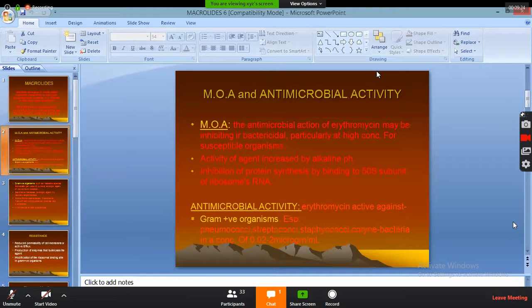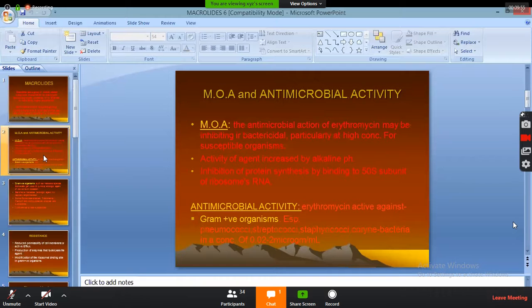Okay, so the macrolides, erythromycin is the prototype drug, which is the main drug, which has all the characteristics of the macrolide. And the other drugs are modifications of erythromycin, making them semi-synthetic, like clarithromycin and azithromycin and other drugs, to decrease their side effects and have better efficacy and lesser side effects.